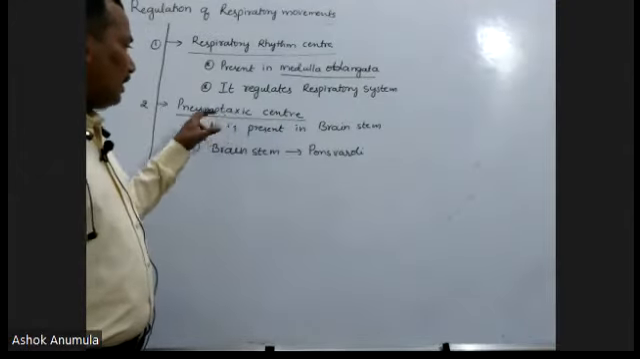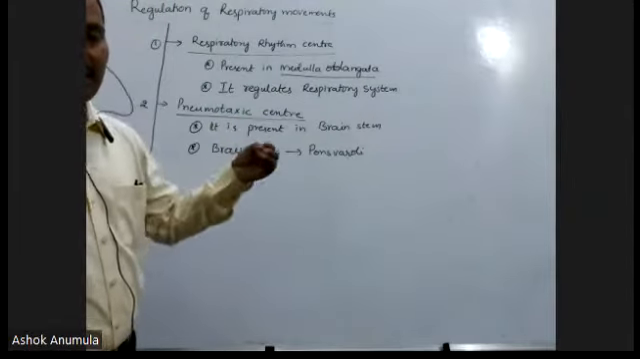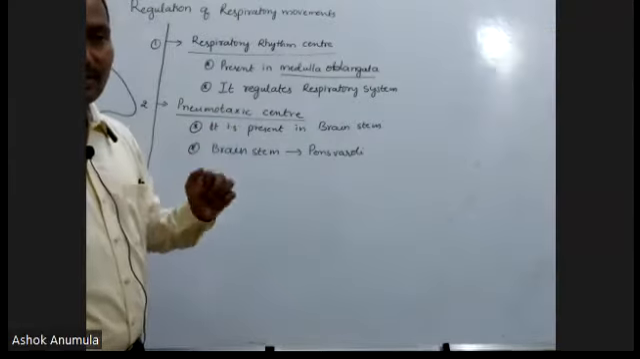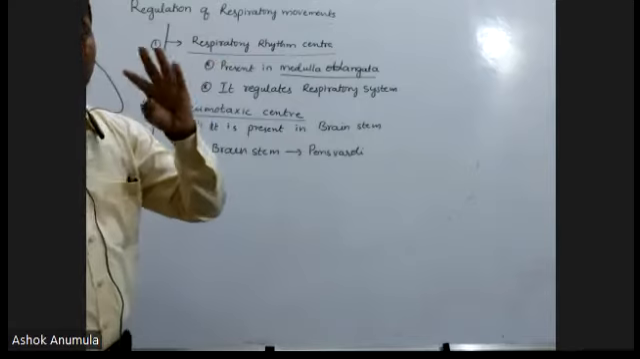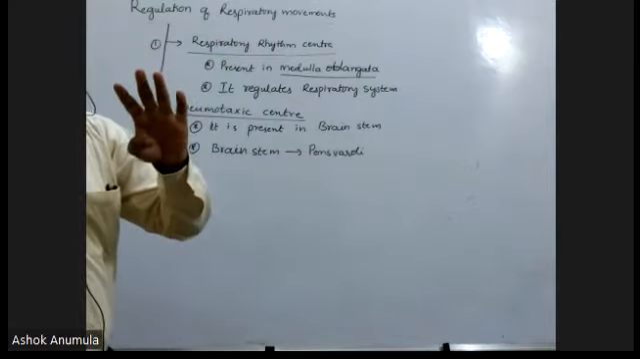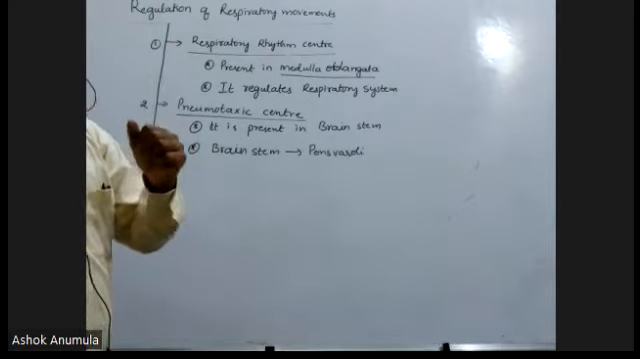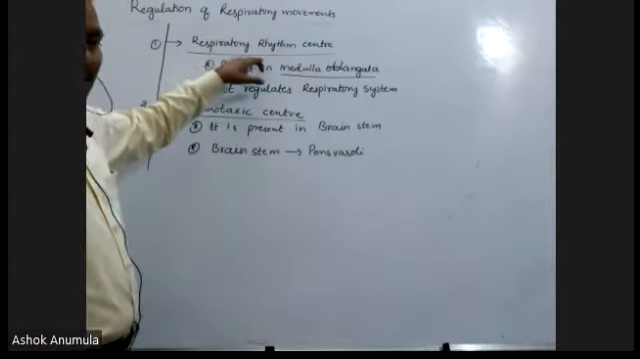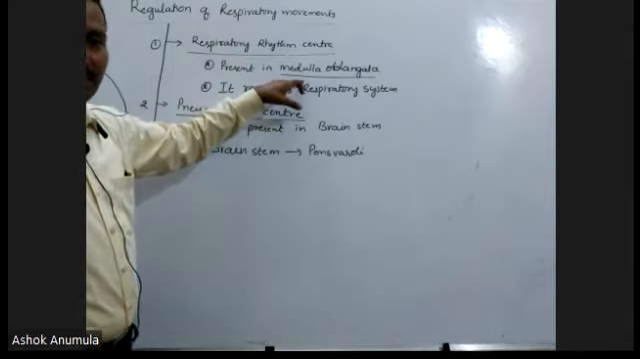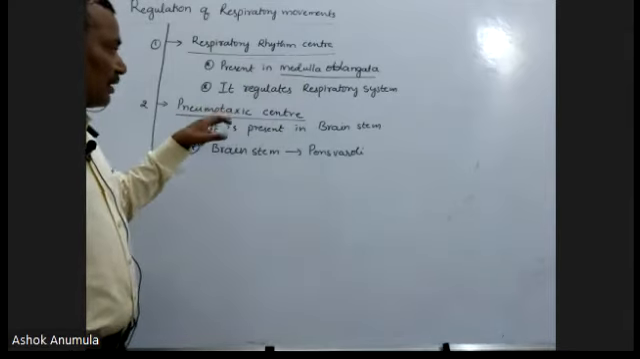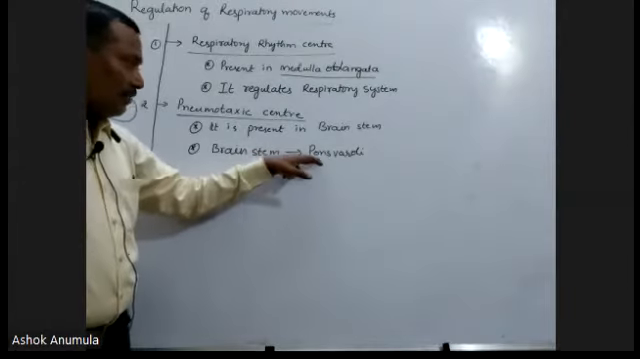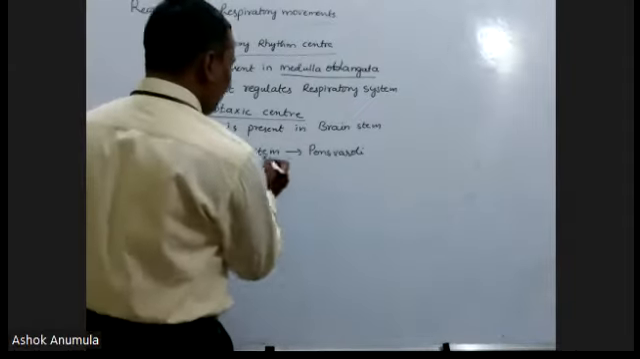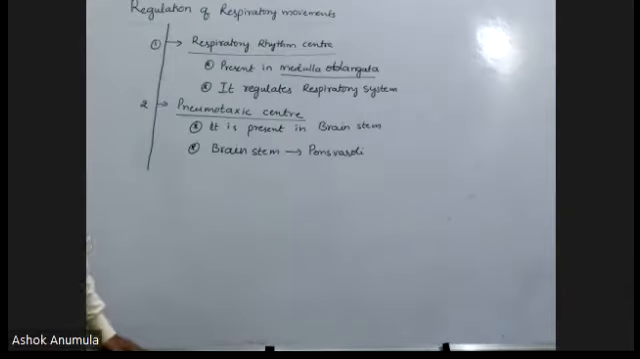The pneumotaxic center is also present in the brain. Among the four centers we just discussed, three centers are present in the brain, and one more, receptors, is also present. The first, respiratory rhythm center, is present in the medulla oblongata, part of the brain. The pneumotaxic center is present in pons varoli, otherwise called the brainstem.